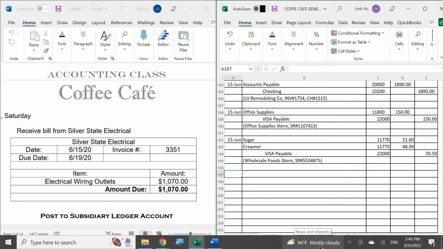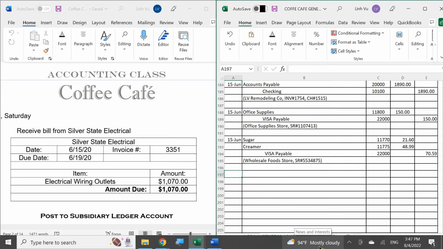Now, why did we hire Silver State Electrical? Why did we need to have electrical work done? There weren't enough outlets to accommodate the equipment that we needed properly without the risk of blowing things out.